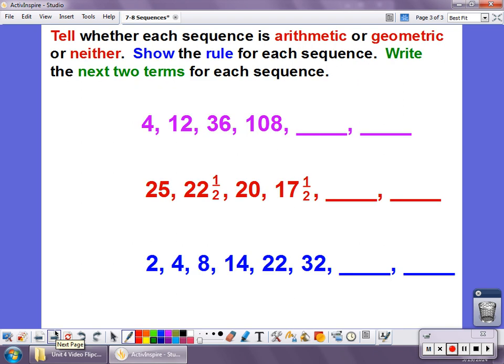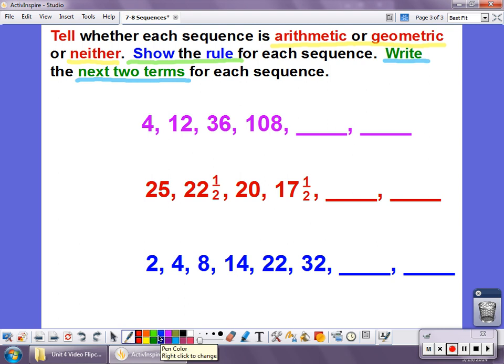So what you may be asked to do in the long run is to tell whether each sequence is arithmetic or geometric, so you're going to have to look for those patterns, and you may find that they're neither also. You're going to be asked to show the rule. Showing the rule is like showing the pattern that you have, and then also you might be asked to fill in the next two terms. Figure out what comes next in your sequence. So let's do a couple of examples of that.